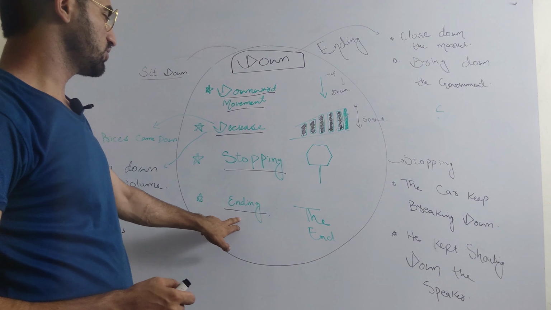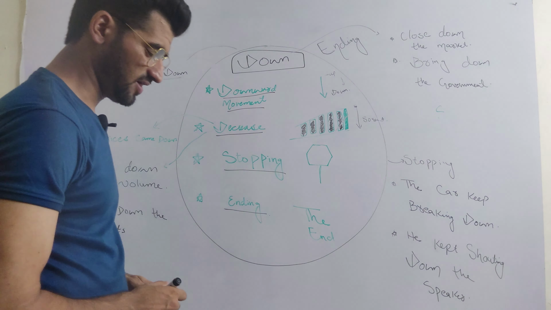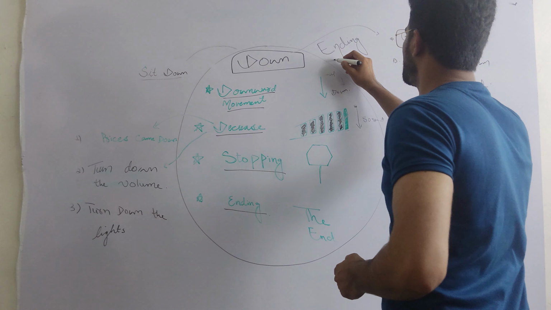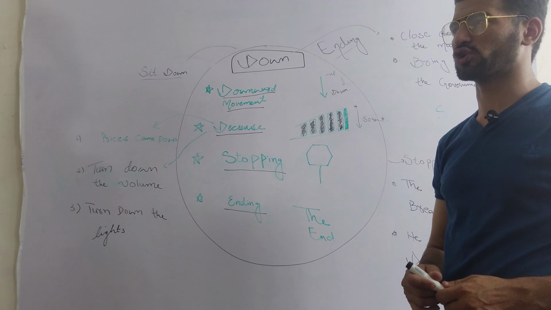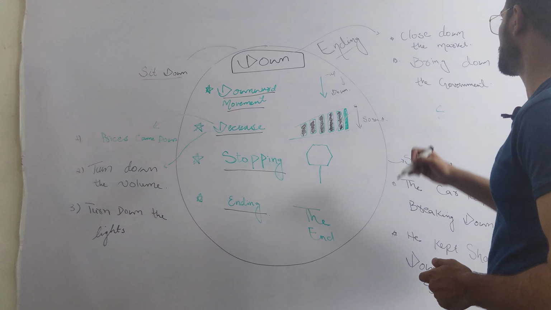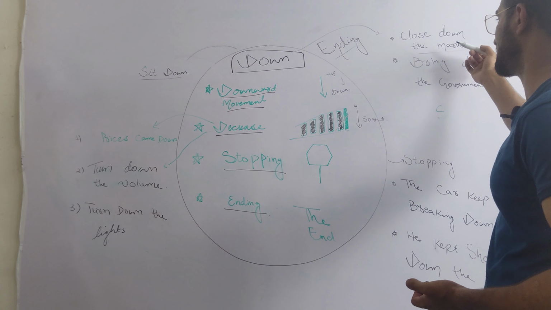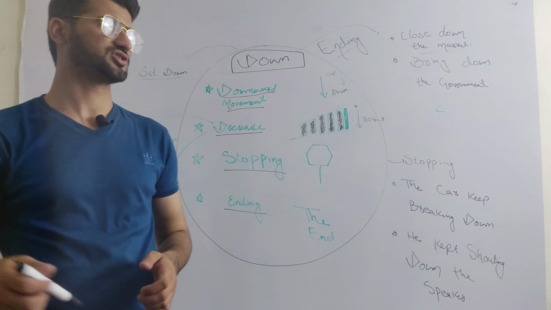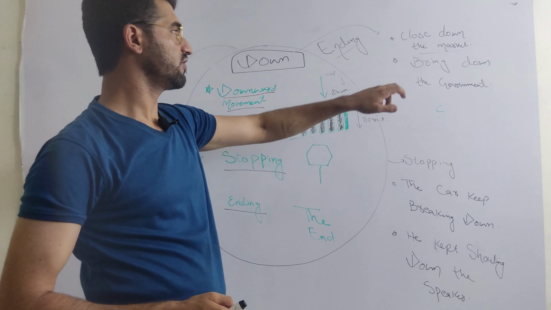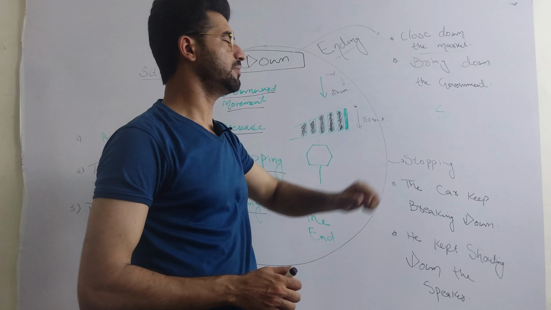Now, last, not the least, is ending. Look, I've got a phrasal verb for ending. If you go to the shop and you work all day, and at dusk you want to close it, we have a phrasal verb: close down the market. I can say close down the market. I'm going to come by tomorrow, on the next day. So I've got a phrasal verb, close down the market.